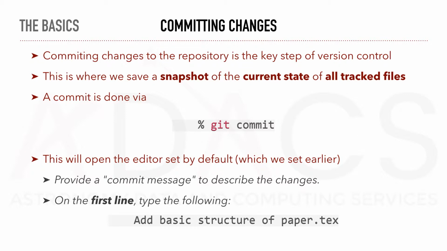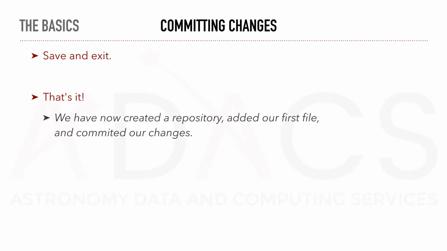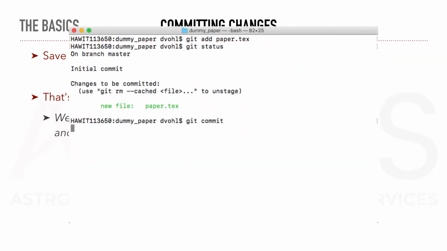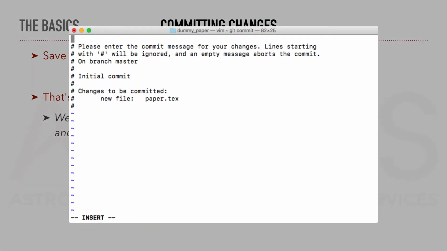Committing changes to the repository is a key step of version control. This is where we save a snapshot of the current state of all tracked files. A commit is done via git commit. This will open the editor that we set by default. We should provide a commit message to describe the changes. On the first line, type the following. Then save and exit. And that's it. We've created our first commit.